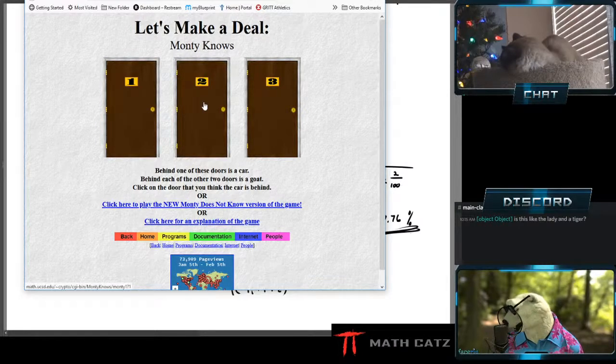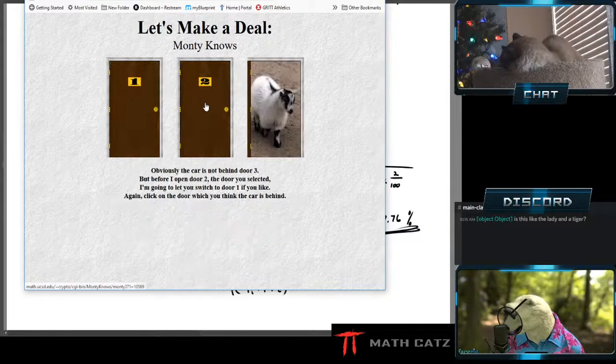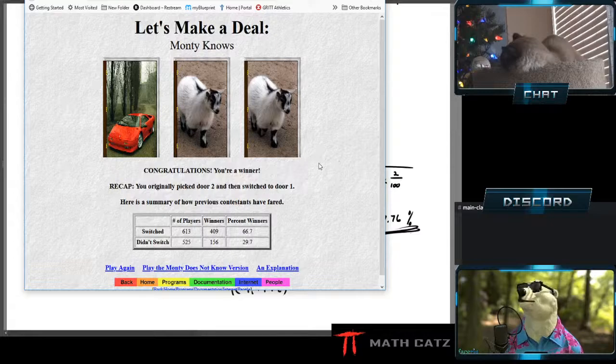Let's go with door number two. Oh, now he shows me a goat. Do I switch or do I not switch? Ah, switching worked last time. Let's switch again. And I got the car again. No, this is completely random, right? I don't know where the car is.